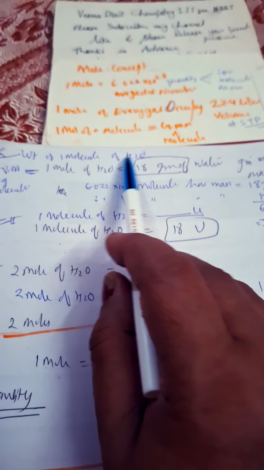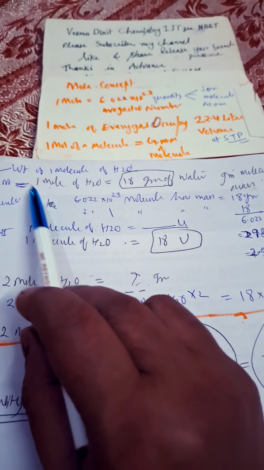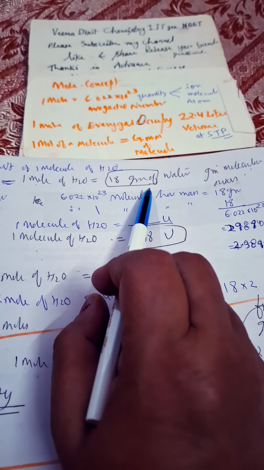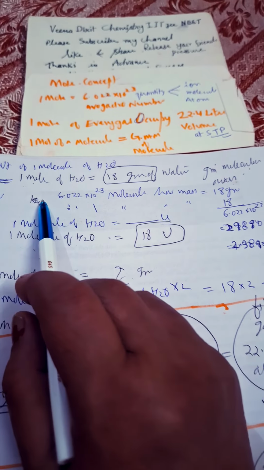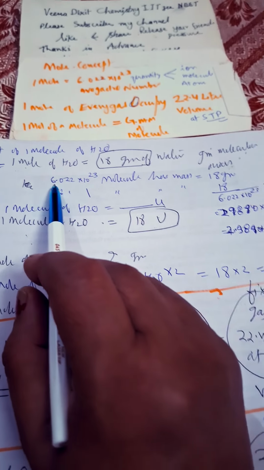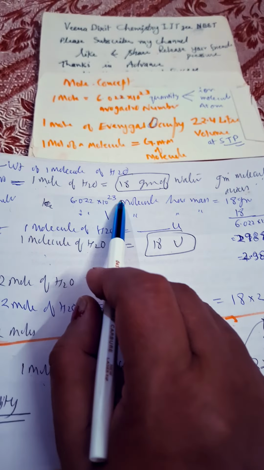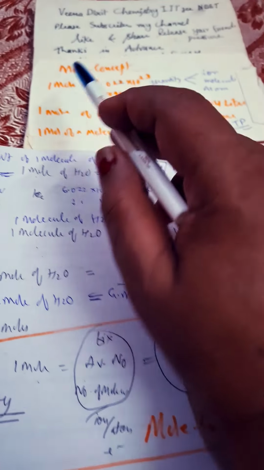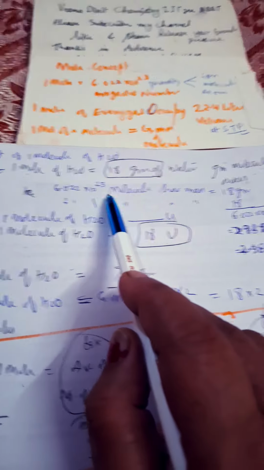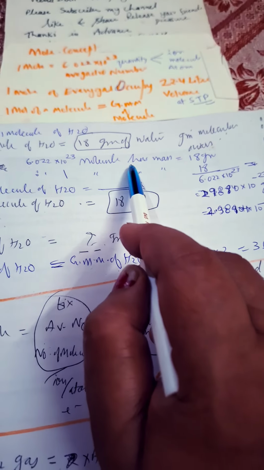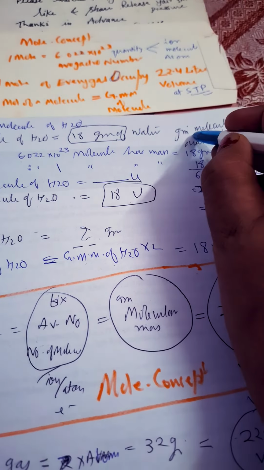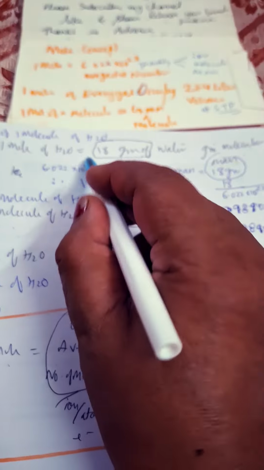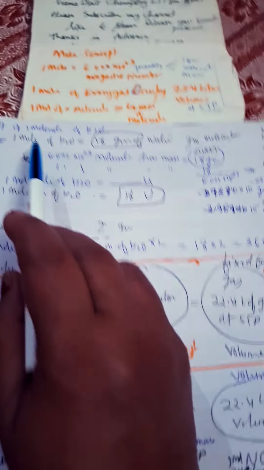See, weight of 1 molecule of water. We know 1 mole of water is equal to 18 gram of water. This is gram molecular mass. So 1 mole contains how many molecules? 6.022 × 10^23. I told you here 1 mole of water molecules means 6.022 × 10^23 molecules of water are having mass 18 gram, because 18 gram per mole is the molar mass of water.